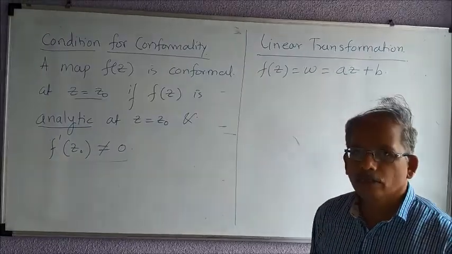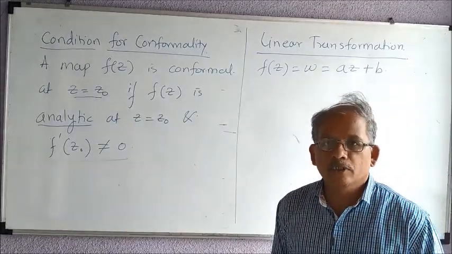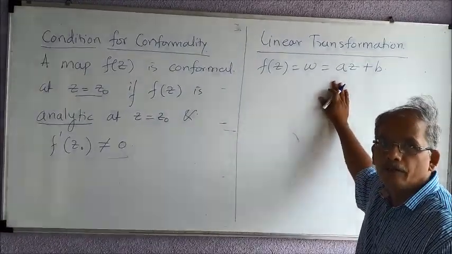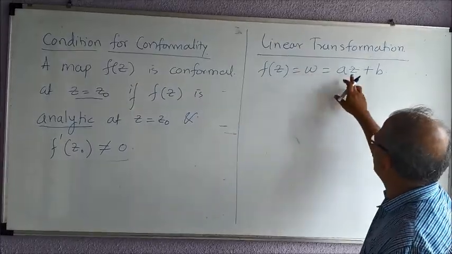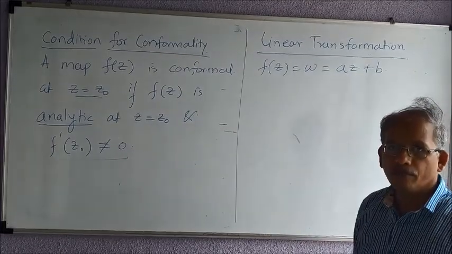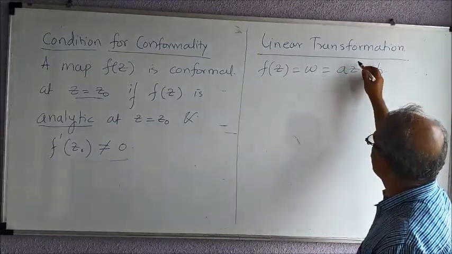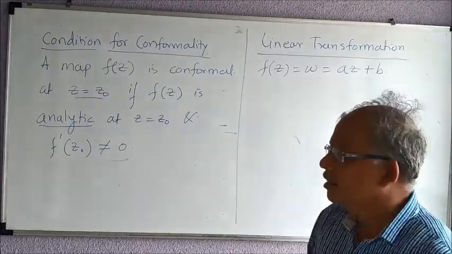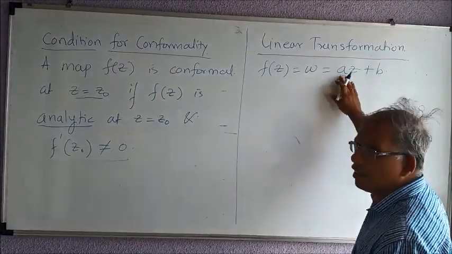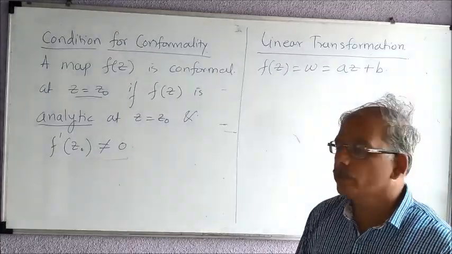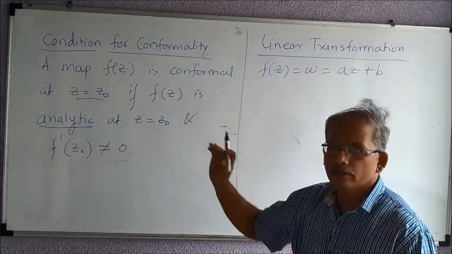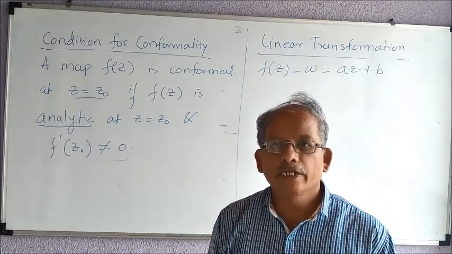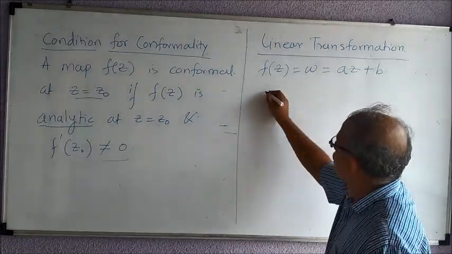Now let us see some of the conformal maps. We will take a linear transformation, that means w equal to az plus b. Why is it linear? Because the degree of z is 1. Another thing is that it's a polynomial in z, and we know that polynomials are analytic. Then you calculate the derivative of this. So what is f dash z at this point?